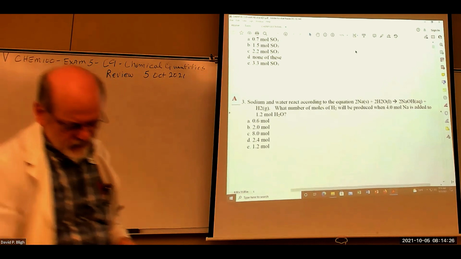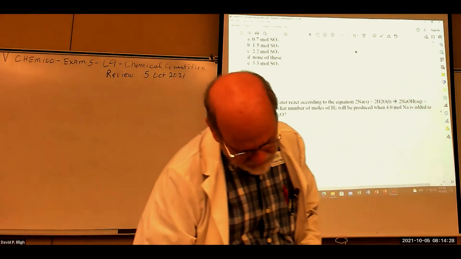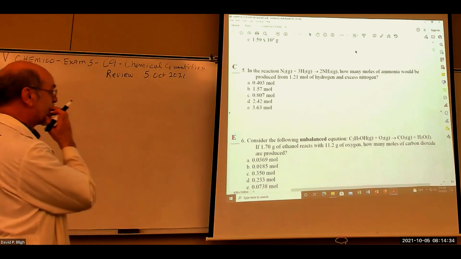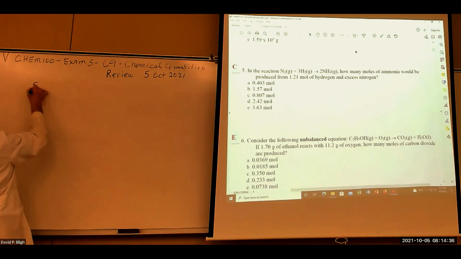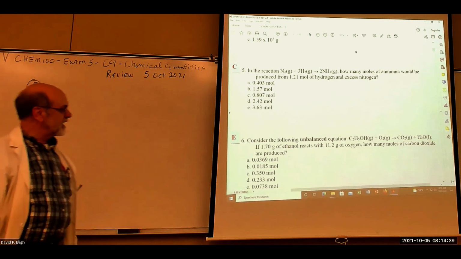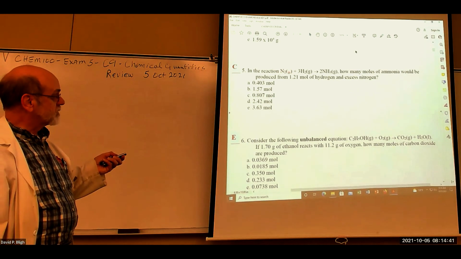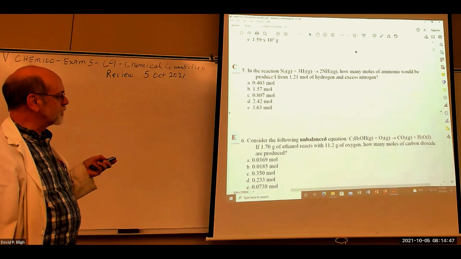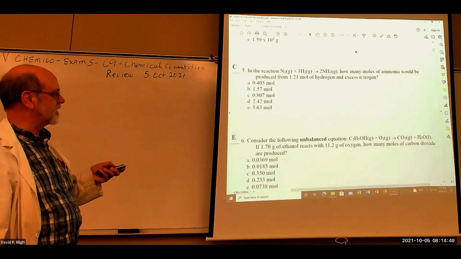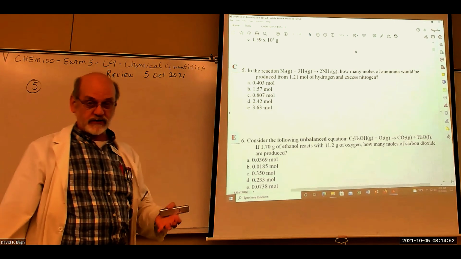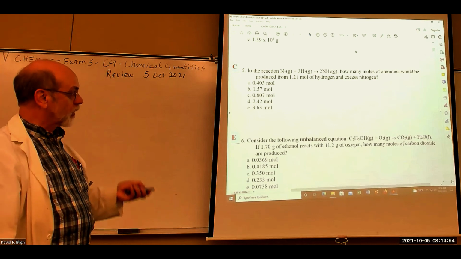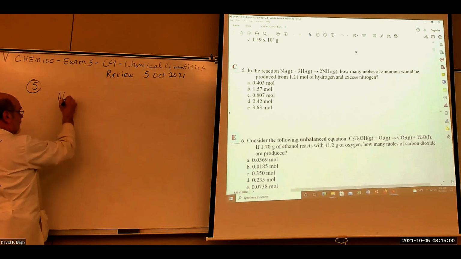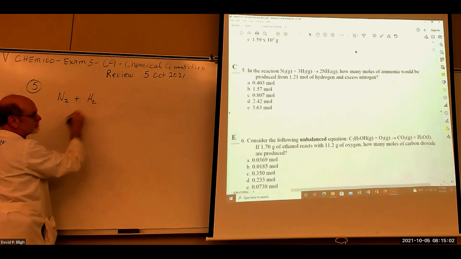All right, let's mark the next one as number 5. In this reaction, nitrogen plus hydrogen yields ammonia. How many moles of ammonia would be produced from 1.21 moles of hydrogen in excess nitrogen? Actually, this is a simpler problem, because we're already told that there's excess nitrogen. And is the equation balanced as given?